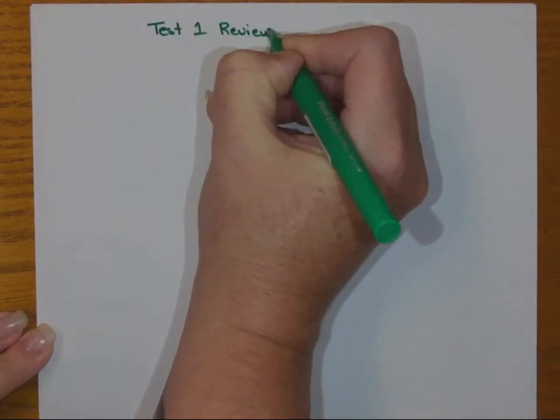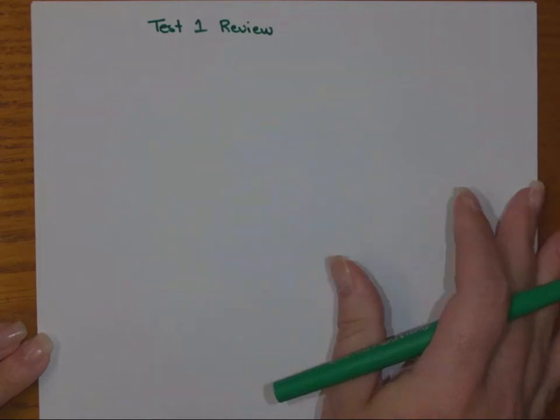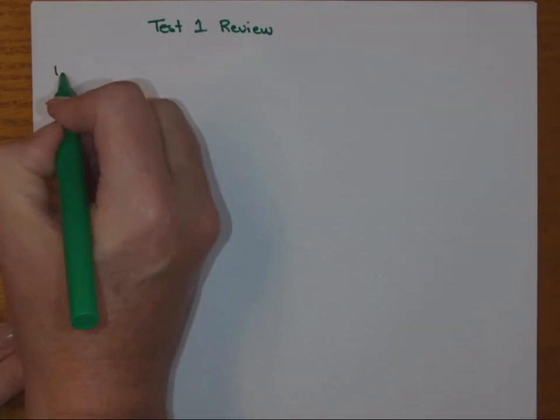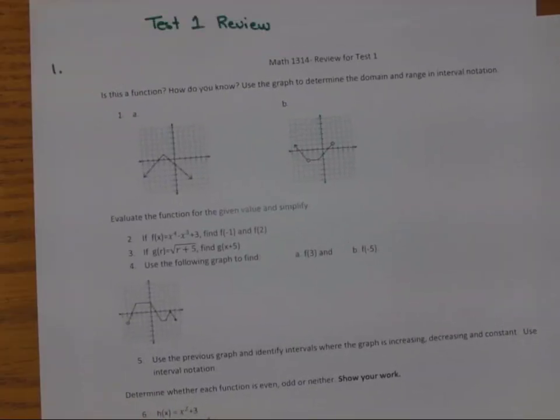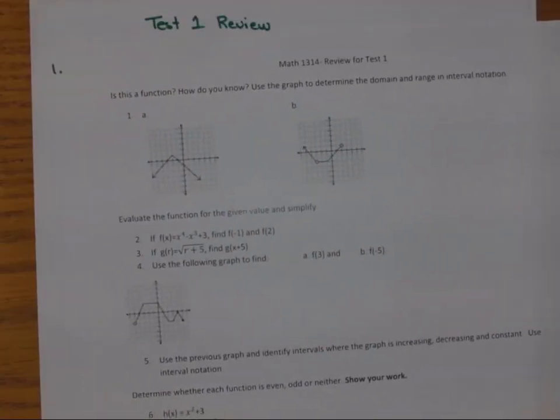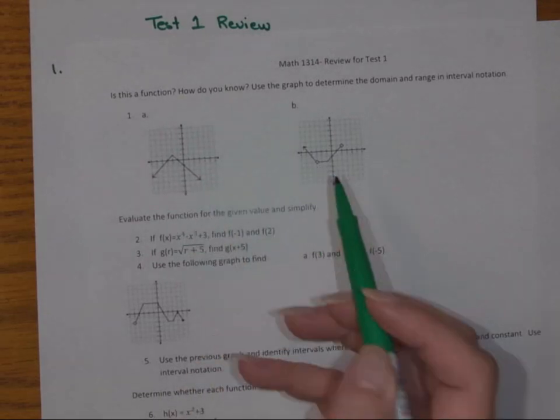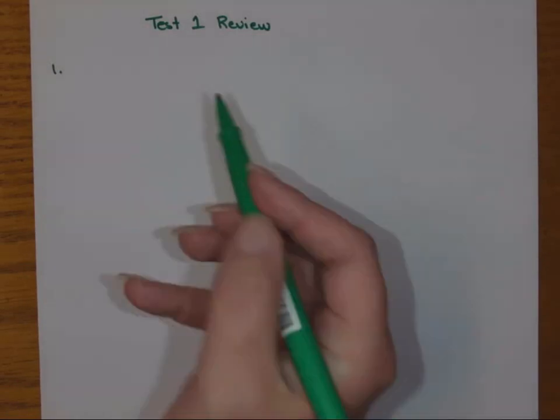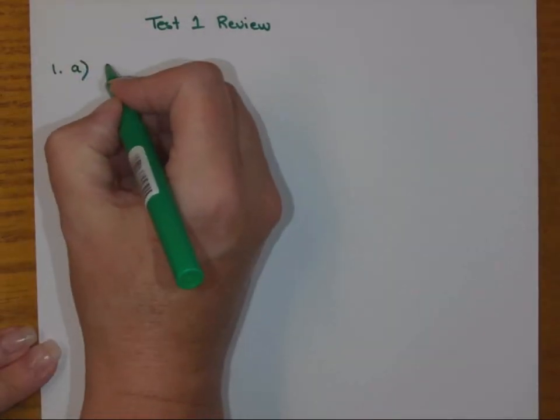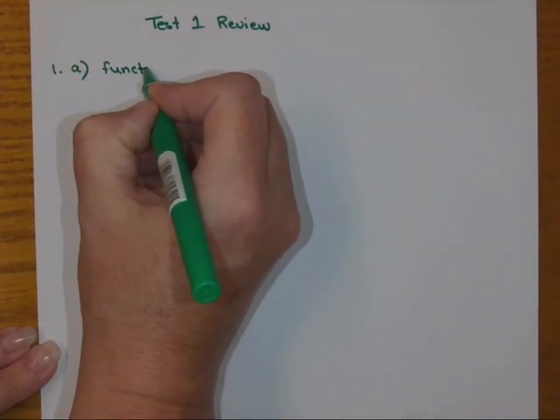But let's go ahead and jump into the review questions. So number 1, parts A and B asks you if these graphs are functions or not. I'm going to put the graphs up there because I don't want to draw them. Notice that both graphs are functions because they both pass the vertical line test. So for 1A, yes, it's a function.